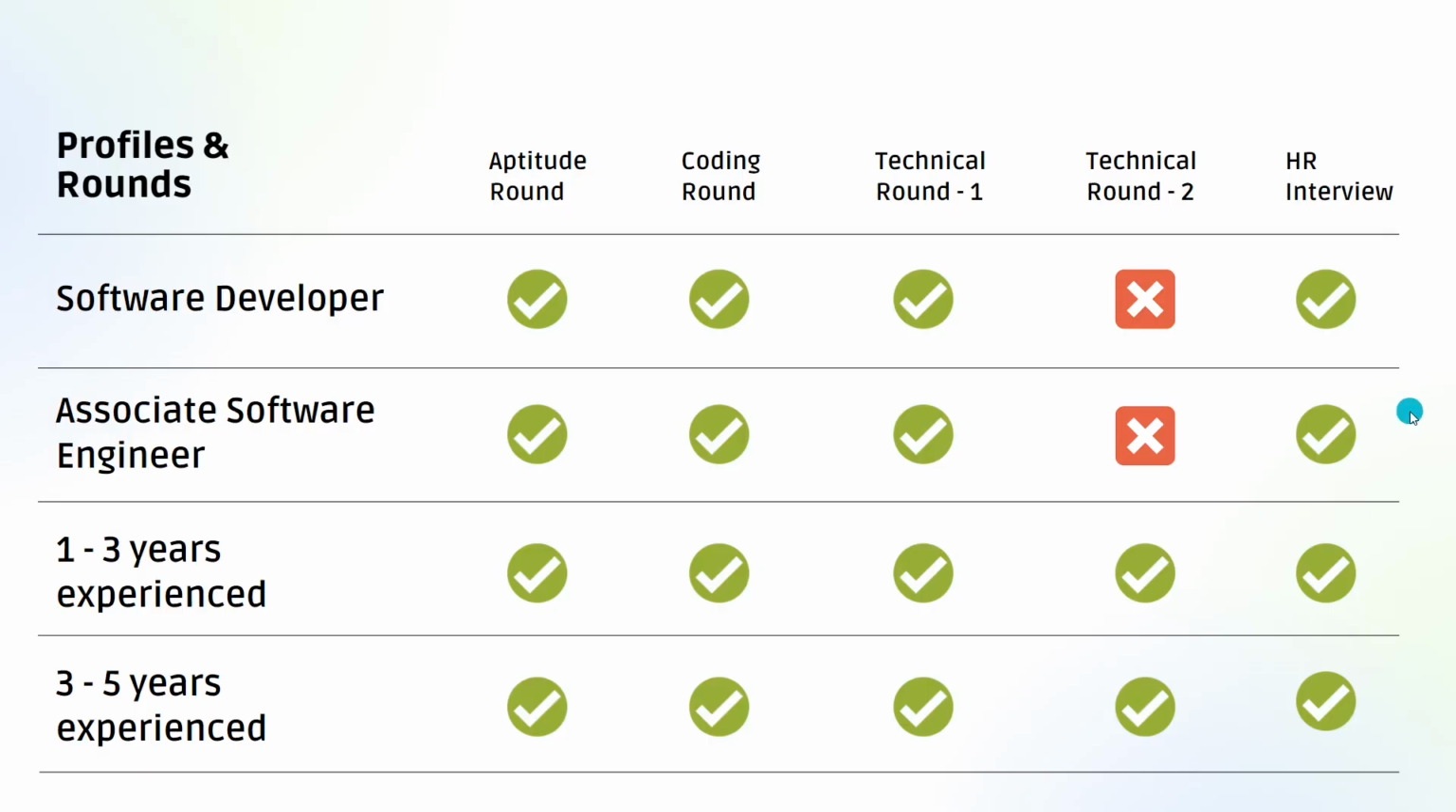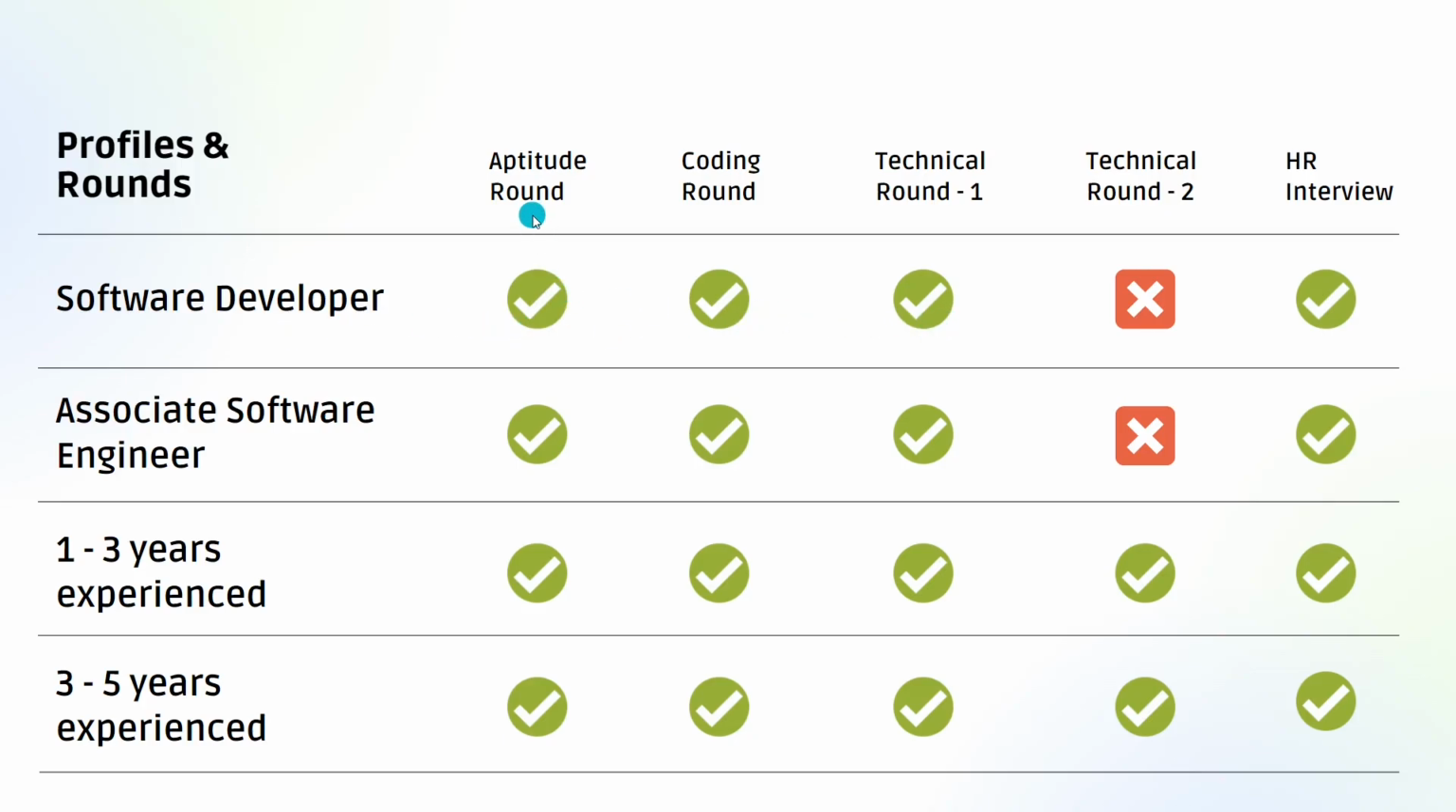Alright, so here you can see that I have 4 profiles, and these are going to be the only rounds at Nagarro, none more than that. As of now, this is the pattern. They usually change it a lot, but it usually changes in terms of the online process, not the face-to-face processes. For a software developer or an associate software engineer, both fresher or maybe 0 to 1 year experienced, there are going to be only 4 rounds.